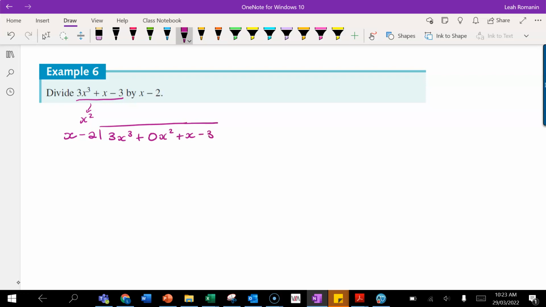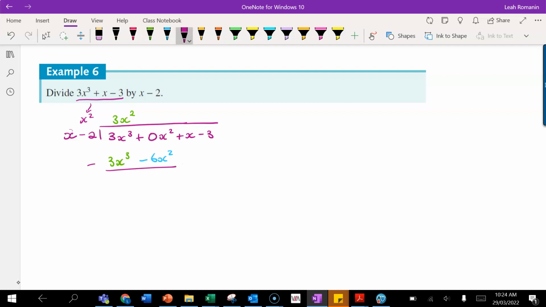Okay, let's start the process again. So 3x cubed divided by x is going to be 3x squared. So 3x squared times x is going to be 3x cubed. And again, you want them to cancel out. 3x squared times negative 2 is going to be minus 6x squared.